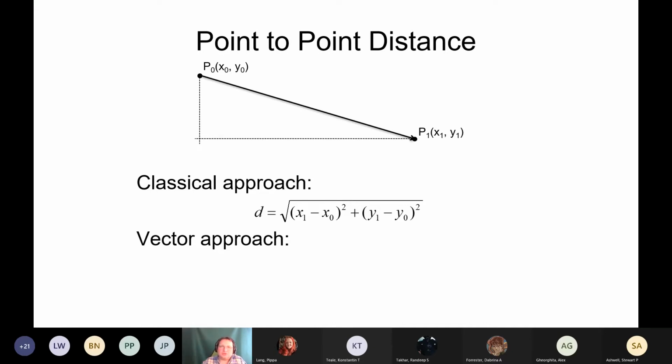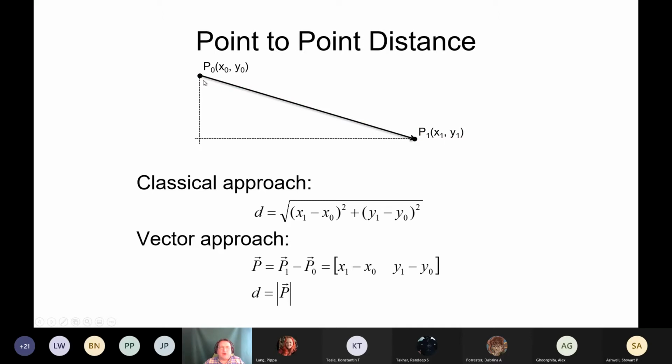Okay, that's the classical approach. This is not what we are trying to do right now in this topic of vector algebra, and in most other cases when you are doing professionally 3D graphics. Okay, so what we prefer much more is a vector approach. So we consider that this is a vector.